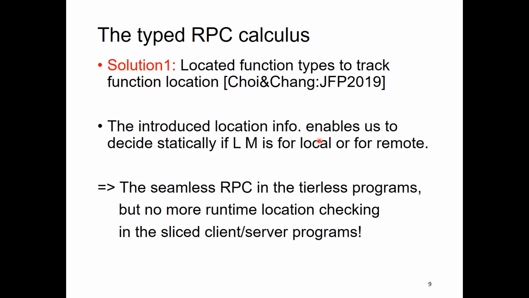Our solution is to have located function types to track function location statically. Then we can statically decide if a given lambda application is a local procedure call or a remote procedure call. As a result, programmers can enjoy the advantage of the simple RPC in tierless programs, but no more runtime location checking is required in the sliced client and server programs.